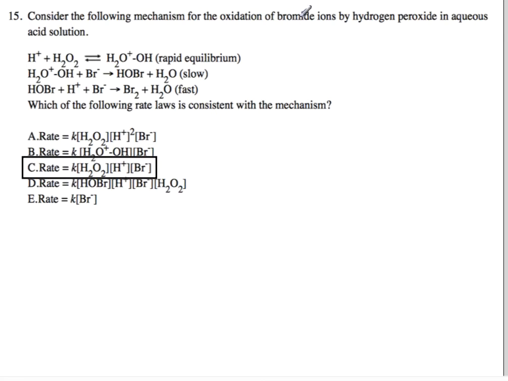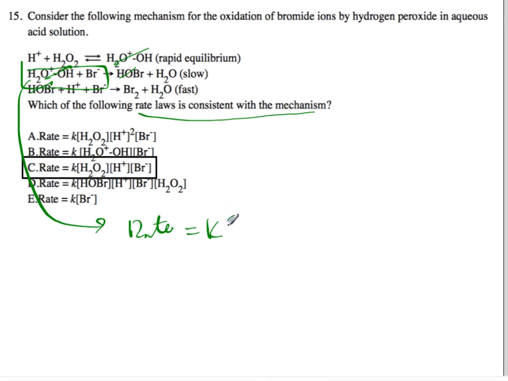Here, consider the mechanism right here. Which rate law is consistent with it? Well, same thing we just did. HOBr is an intermediate, and H2O plus minus OH is an intermediate as well. When we go to write the rate law, we always write the rate law based on the slowest step. Here is my slowest step, it's labeled. So I'm going to write rate is equal to k, concentration of H2O plus, OH minus, and then Br minus.